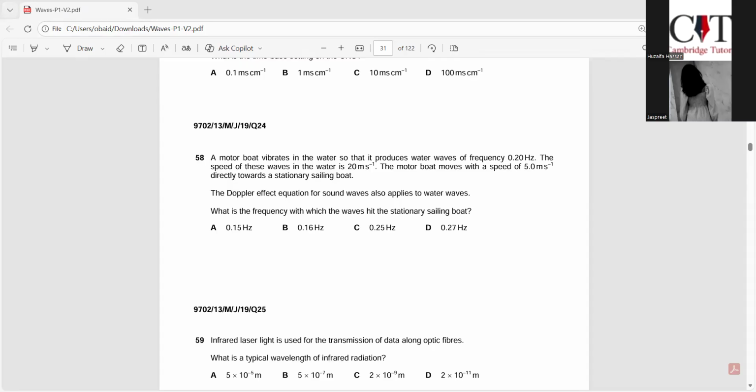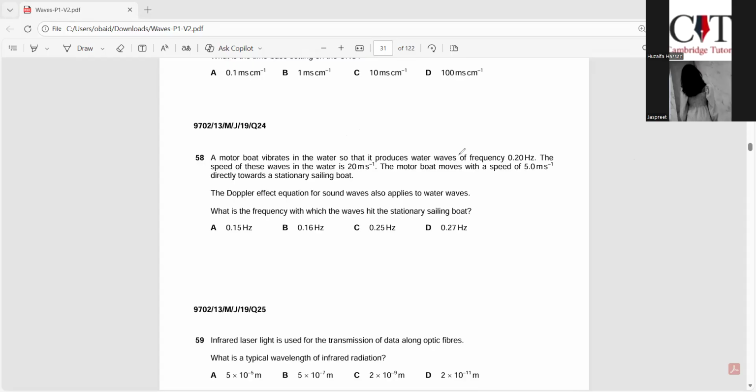A motorboat vibrates in the water so that it produces water waves of frequency 0.20 Hz. The speed of these waves in the water is 20 meter second negative 1. The motorboat moves with a speed of 5.0 meter second negative 1 directly towards the stationary sailing boat. The Doppler effect equation for sound waves also applies to water waves. What is the frequency with which the waves hit the stationary sailing boat?